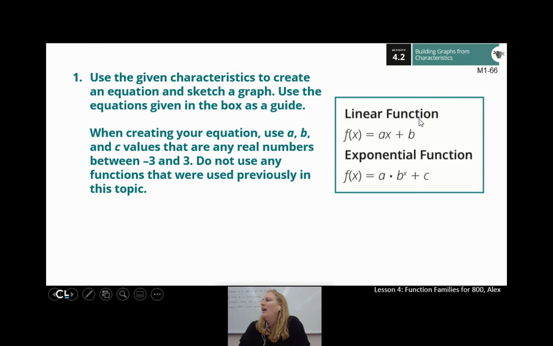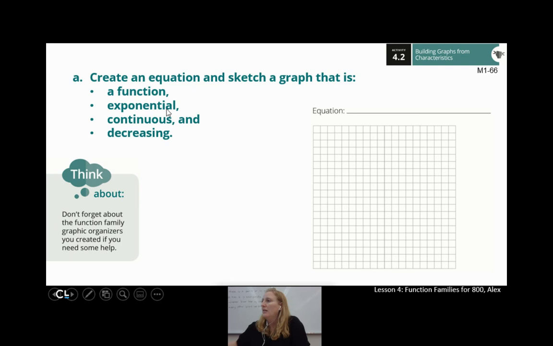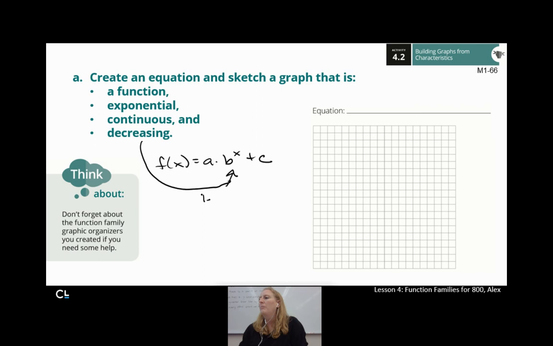All right, so part A, exponential. Right away, I know it's an exponential function, so I want to use this one. It does say it's continuous, great. And it says it's decreasing. Well, if it's decreasing, what that means is this base right here needs to be between 0 and 1. Now you can pick any number you want to make that between 0 and 1.